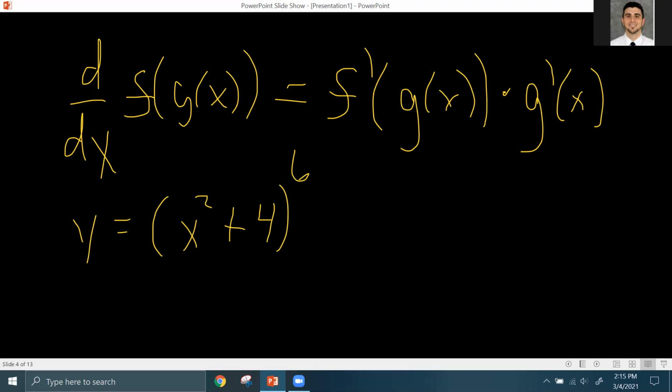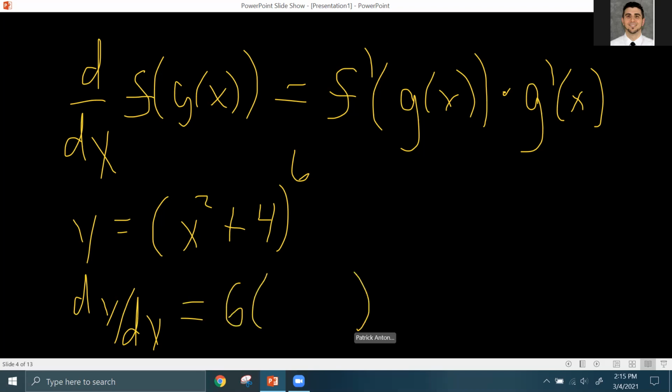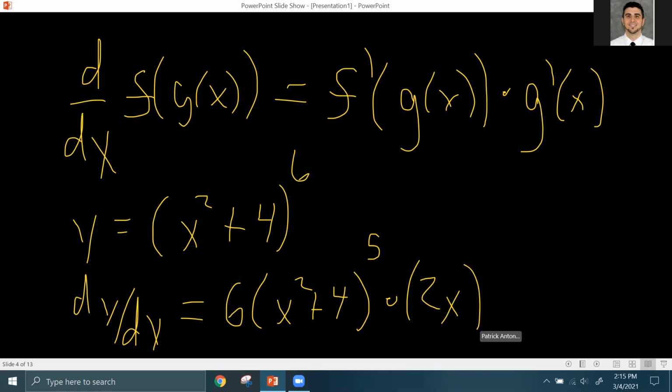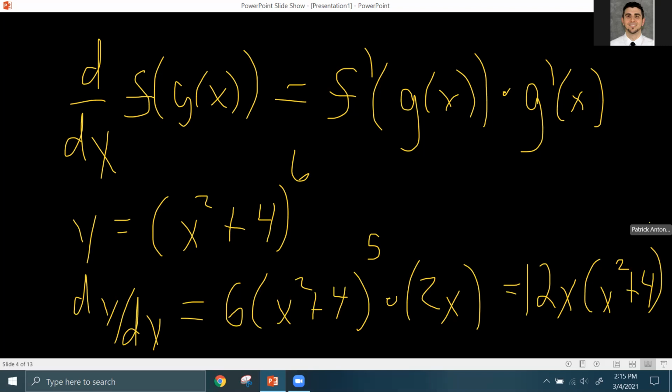Here, you could think of this as a composite function where the inside, the g of x, that role is being played by the x squared plus 4, and the outer function is the power function of power 6. Now, when I take the derivative, you do the power rule on the outside, so 6 times (quantity) to the 5th power, evaluated at the inside function, times the derivative of the inside, which is 2x. Now we could simplify that a little bit, moving the 2x with the 6 and give you 12x times (x squared plus 4) to the 5th power.